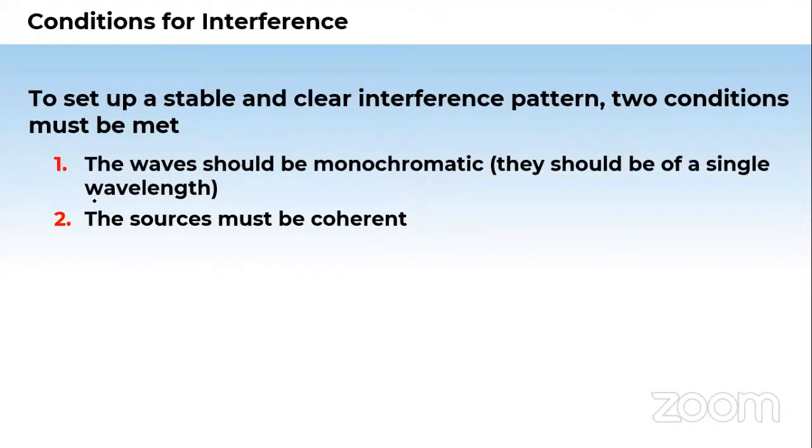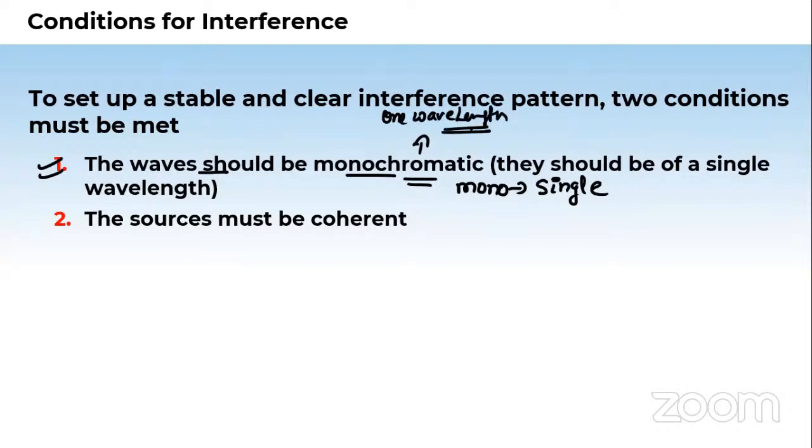Okay, see, students, these are the two conditions. Very good. The waves should be monochromatic. What does that mean? Wave should be monochromatic, meaning it must have a single wavelength. Mono means single, chromatic means having only one wavelength. And the sources should be coherent. Coherent means having a fixed frequency and phase difference. Remember these things. Very good.